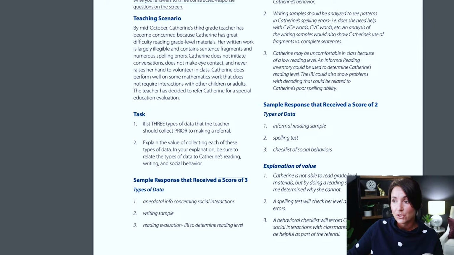Here is what you're supposed to do. List 3 types of data the teacher should collect prior to making the referral. All right, I haven't read it yet, so I don't know what's going on, but I know I'm going to have to think of what are 3 types of data I can collect. And already in my mind, I want to be thinking of, okay, formative data, maybe observational data, anecdotal data, survey data. Or maybe it's going to be test scores or informal reading inventory. Just start going through a little bit of what you could collect.